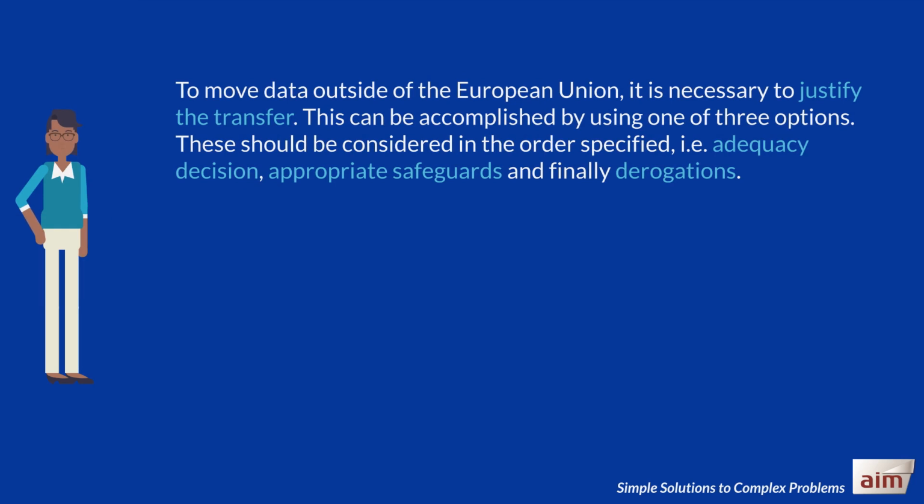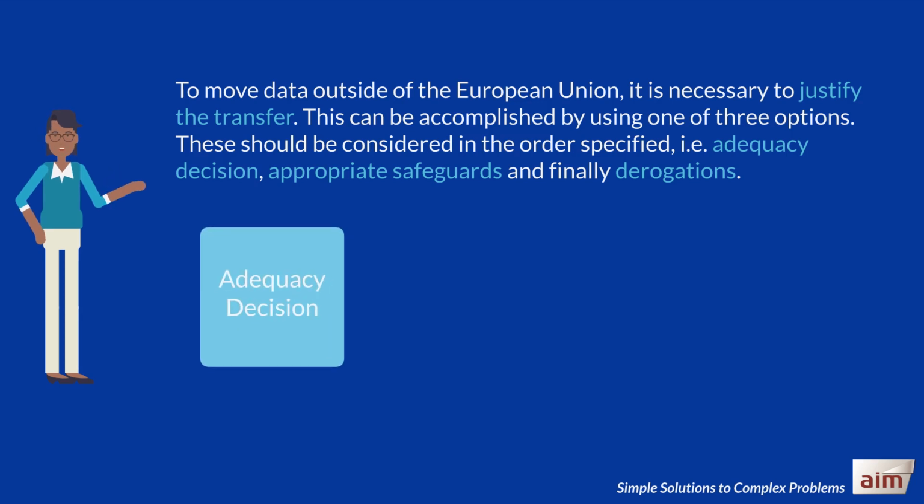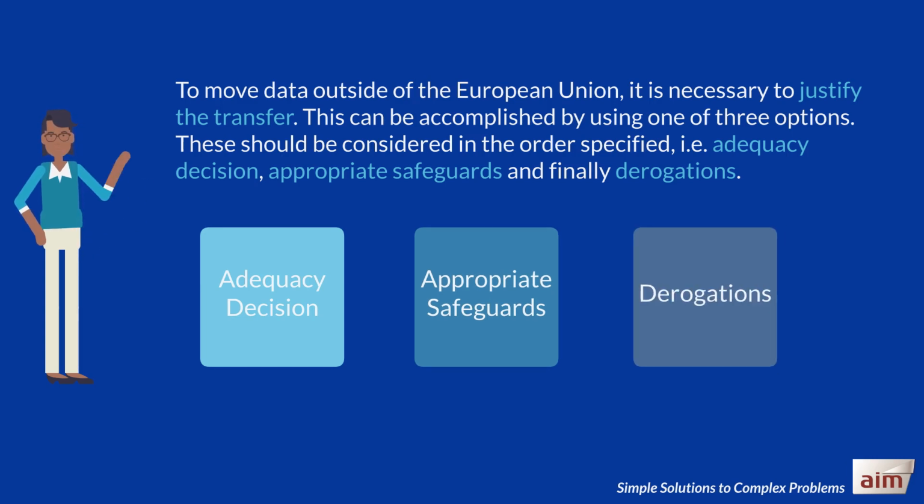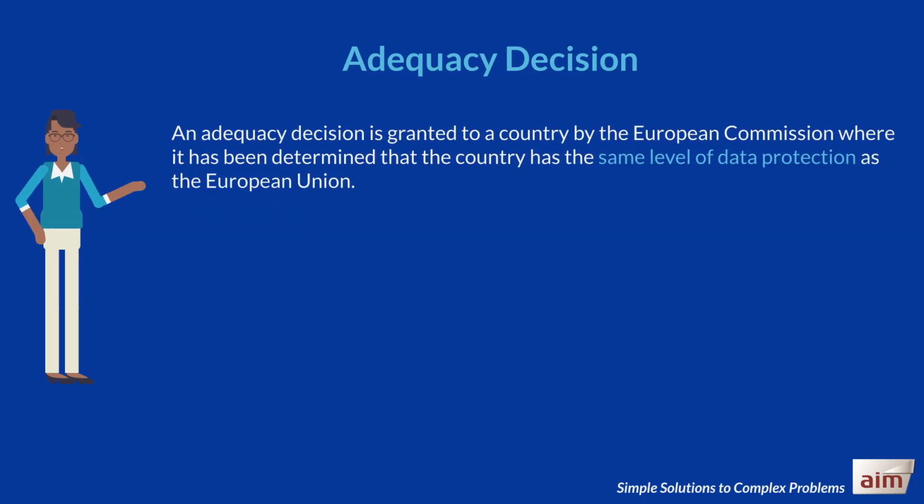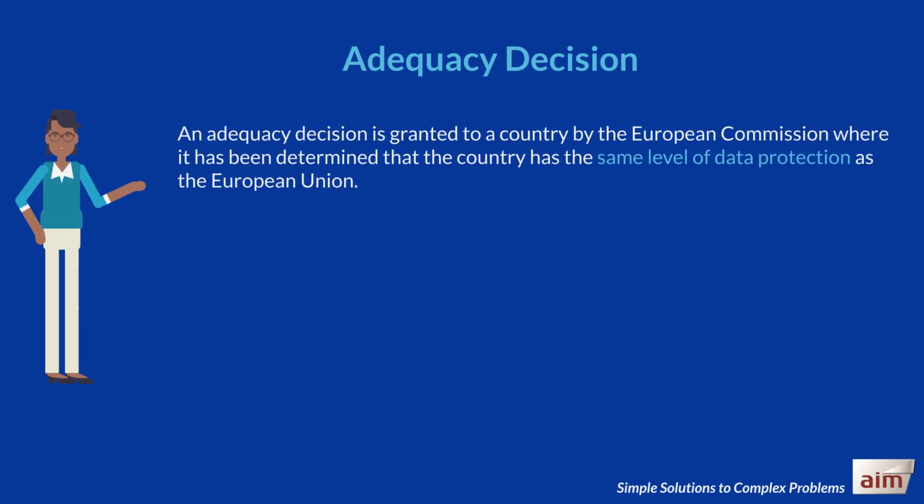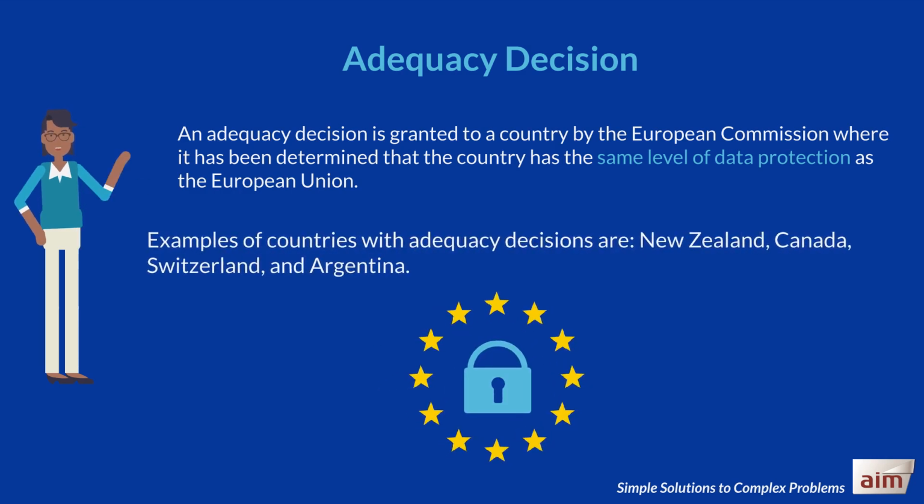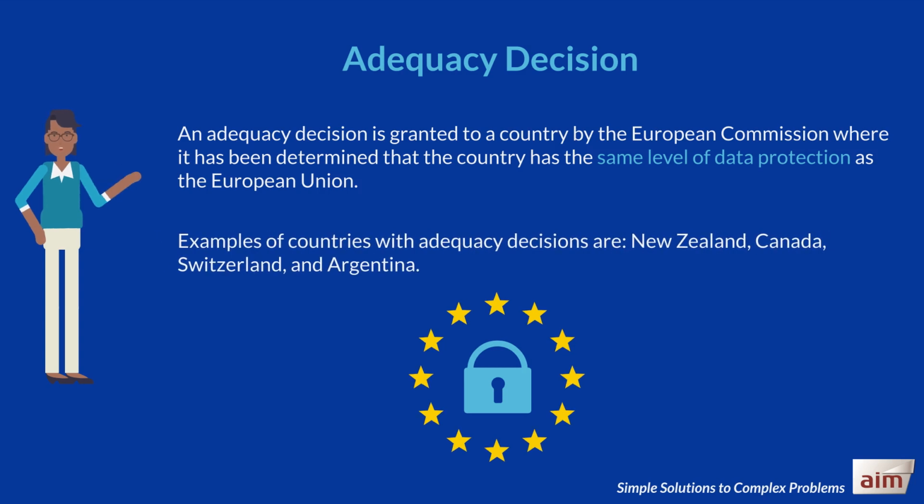This can be accomplished by using one of 3 options. These should be considered in the order specified, i.e., adequacy decision, appropriate safeguards, and finally, derogations. An adequacy decision is granted to a country by the European Commission where it has been determined that the country has the same level of data protection as the European Union. Examples of countries with adequacy decisions are New Zealand, Canada, Switzerland, and Argentina.